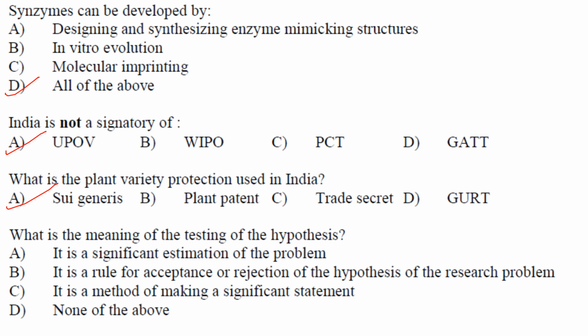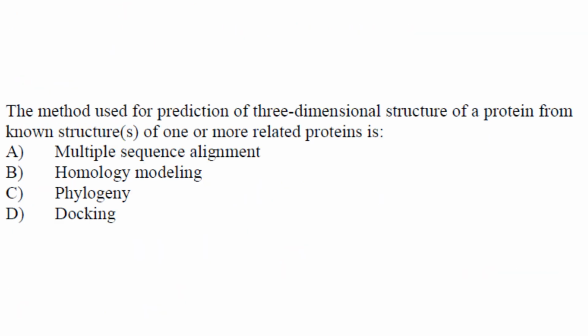What is the meaning of testing of the hypothesis? It is a rule for acceptance or rejection of the hypothesis of the research problem. Answer is B. Then the method used for the prediction of three-dimensional structure of a protein from known structures of one or more related proteins is called homology modeling. Multiple sequence alignment is used in homology modeling, but it is not the most apt answer. Phylogeny is the study of evolutionary relationships between organisms. Docking predicts protein-ligand interactions, not the three-dimensional structure of proteins. So the answer here is homology modeling.